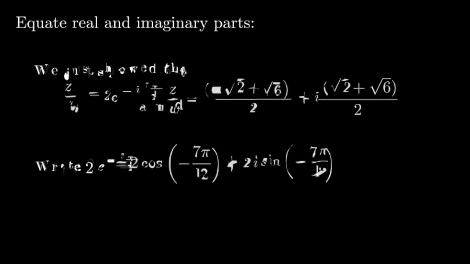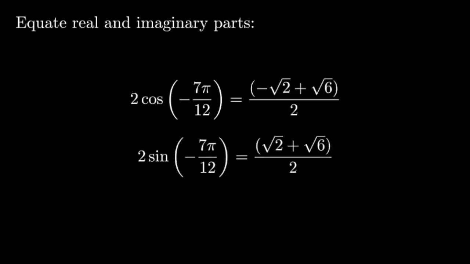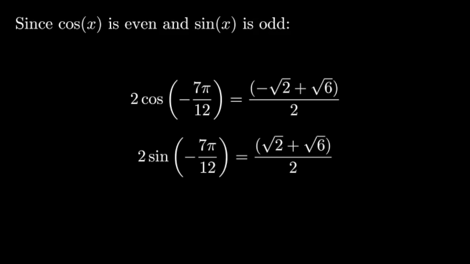So if we then equate the real and imaginary parts of these complex numbers, we'll have 2 cosine of minus 7 pi on 12 is equal to minus root 2 plus root 6 over 2, and 2 sine of minus 7 pi on 12 is equal to root 2 plus root 6 over 2. Now, cosine of x is even, meaning that I can just get rid of the minus sign on the inside, and sine x is odd, meaning I can just take the minus sign out the front.